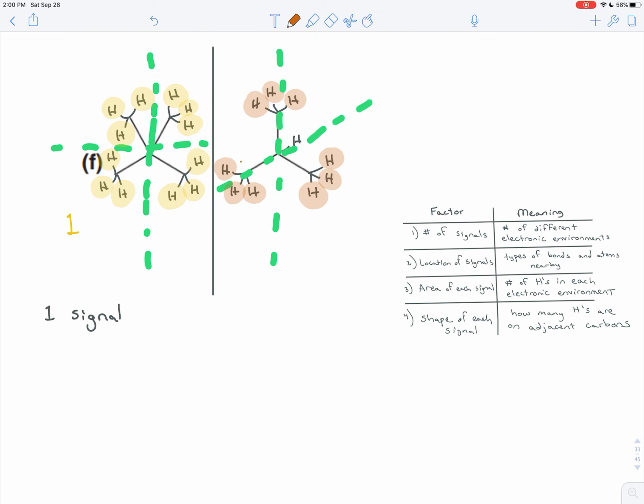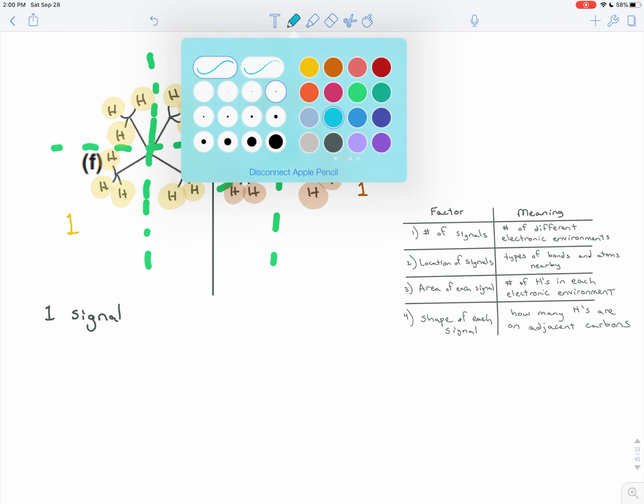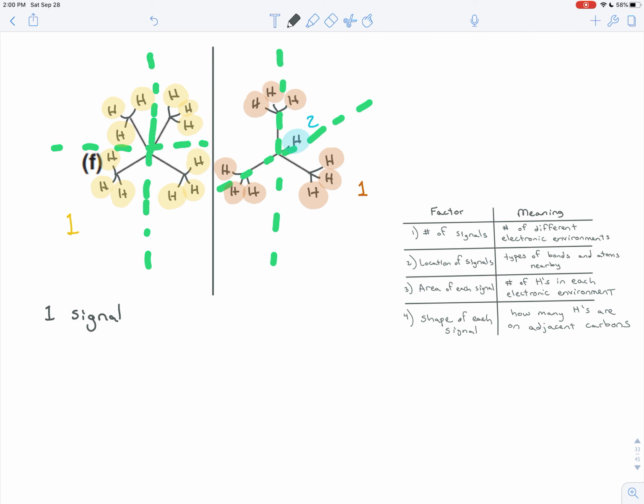Another way to think of it is everything here is 1 atom or 2 atoms away from that center carbon. So it all is the same distance away from the same stuff, so it's the same electronic environment. So those are actually all just one signal. It's the other hydrogen, the hydrogen that's all by itself, that is in a different electronic environment. So we have 2 different electronic environments here, so you'd have 2 signals in the NMR spectrum for that molecule. So you'd be able to use the number of signals to tell these 2 apart.